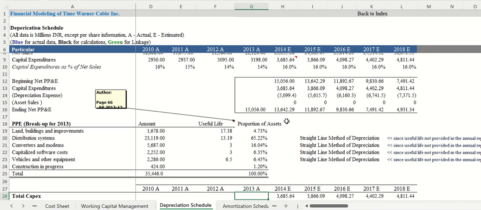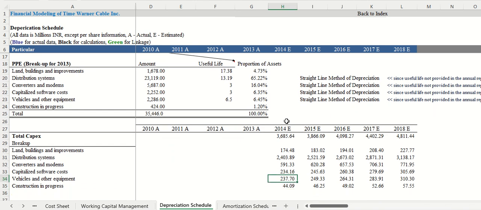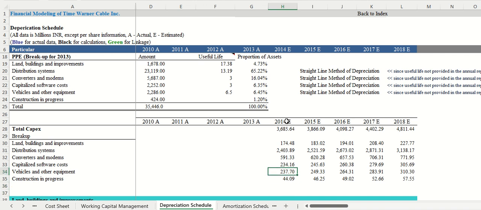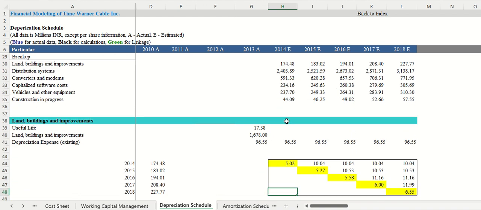Then if we go into the total capex, this one is the total capex and this is the breakup: land, building and improvement, distribution systems, converters and modems, capitalized software cost, vehicles and other equipment, and construction in progress. These are the total breakups for the particular company. Then for land and building improvement, its useful life is 17.38, land and building is 1678.00. Then depreciation expense is 9655, which depends on the number of years.